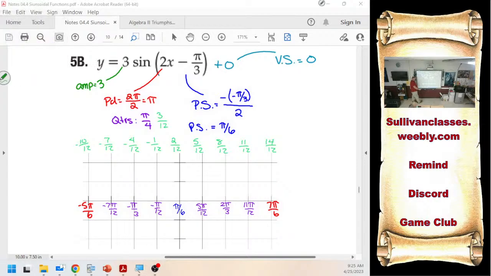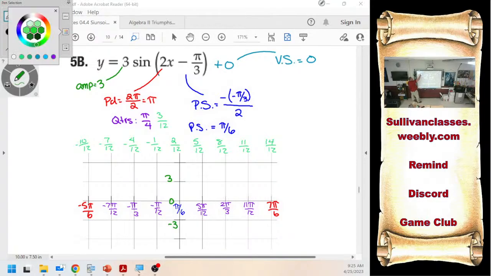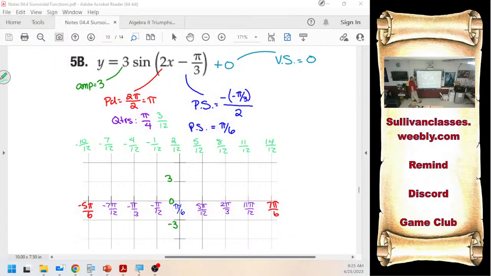Don't forget your vertical shift, 0, amplitude, 3. And then sine normally starts at, okay, starts at my midline, and then I start my dance of up, middle, down, middle. Down, middle, up, middle.